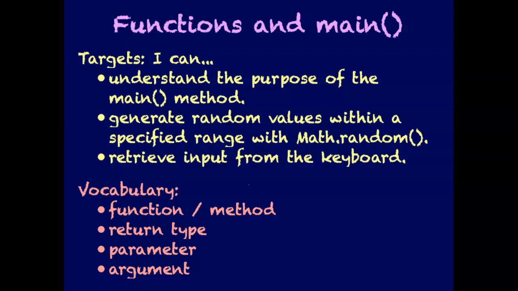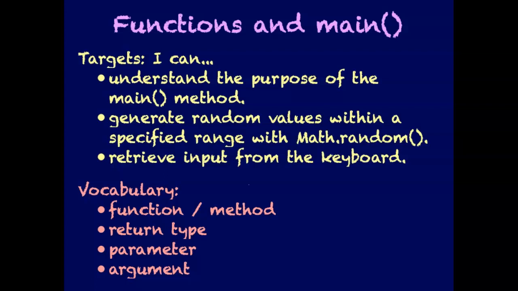So today what we want to do, if you look at the targets, is understand what we use the main method for. And then additionally, we're also going to look at how to generate random numbers using the math class and the random method within the math class. And we're also going to learn how to retrieve input from the keyboard using what's called the scanner class. The vocabulary you see below matches up with our Unit 1 vocabulary.